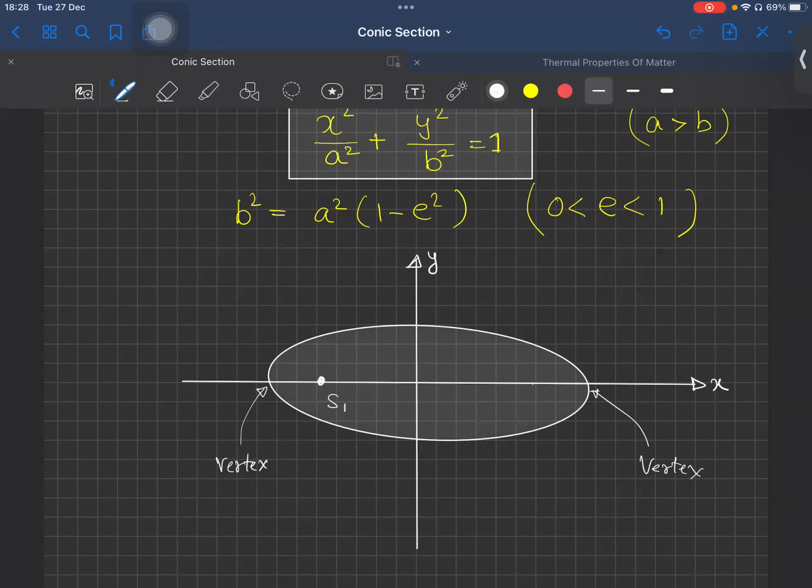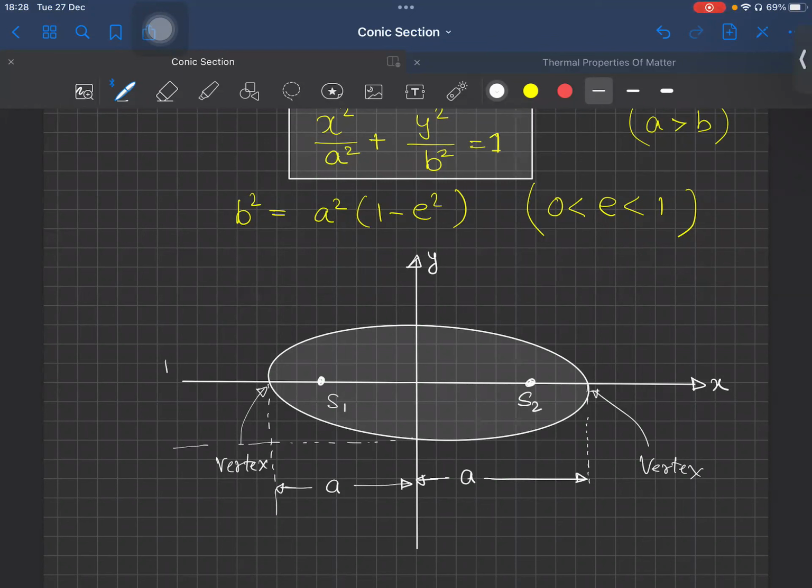S1, S2. So these are the two foci. Now, what is A? A is called the semi-major axis. So this is A. From here to here, this is A. This point is called A. And from here to here, this is also A. This is the semi-major axis.